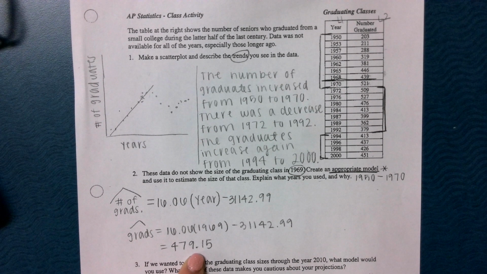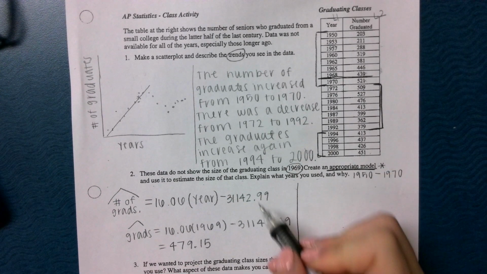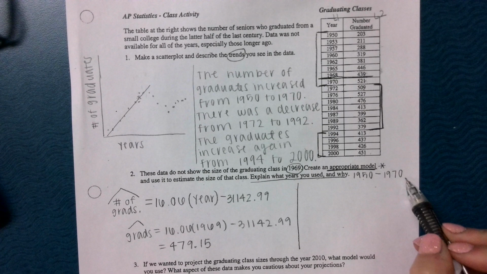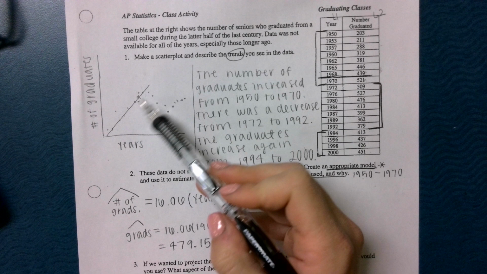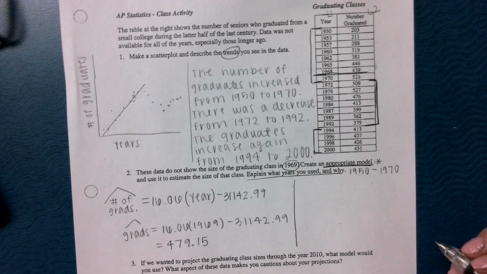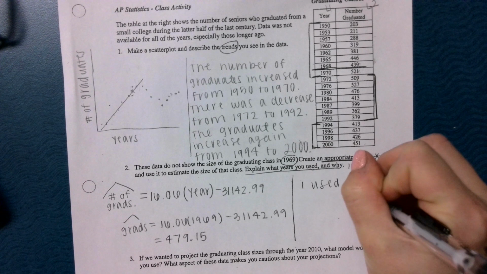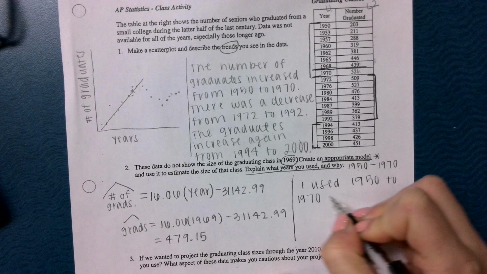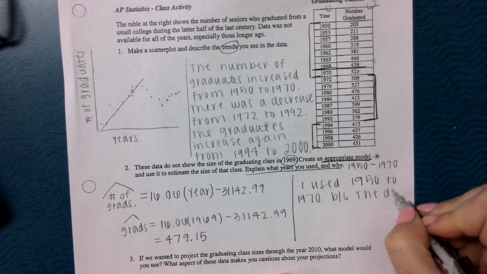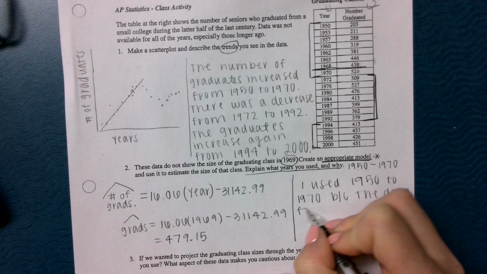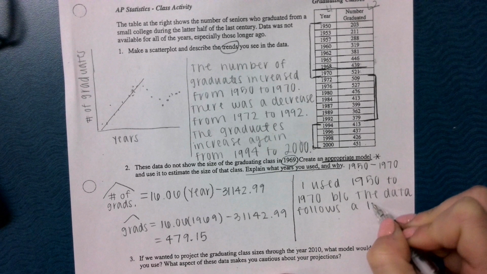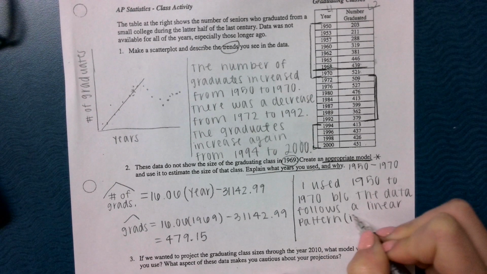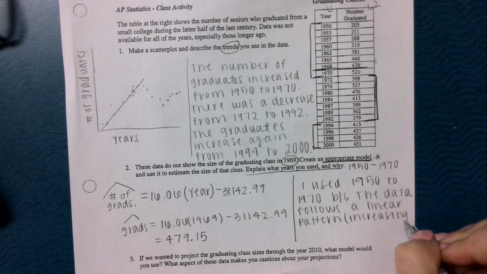The last thing it wants to do is explain what years we used and why. In the very beginning, we said we were using 1950 to 1970 because it was between these years that our data was increasing. So I used 1950 to 1970 because the data follows a linear pattern. Also going to include that it was increasing in this range.